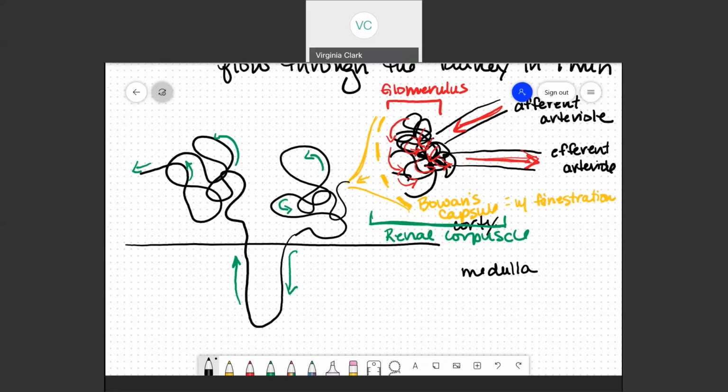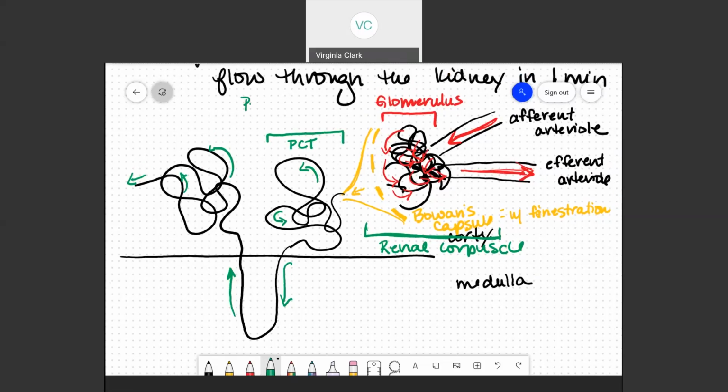So coming off of the renal corpuscle, this section right here is going to be called the PCT. The PCT stands for proximal convoluted tubule. And if you look at it, it is convoluted and it's a bunch of tubes. Proximal is because it's closest to the nephron. It's closest to the glomerulus.